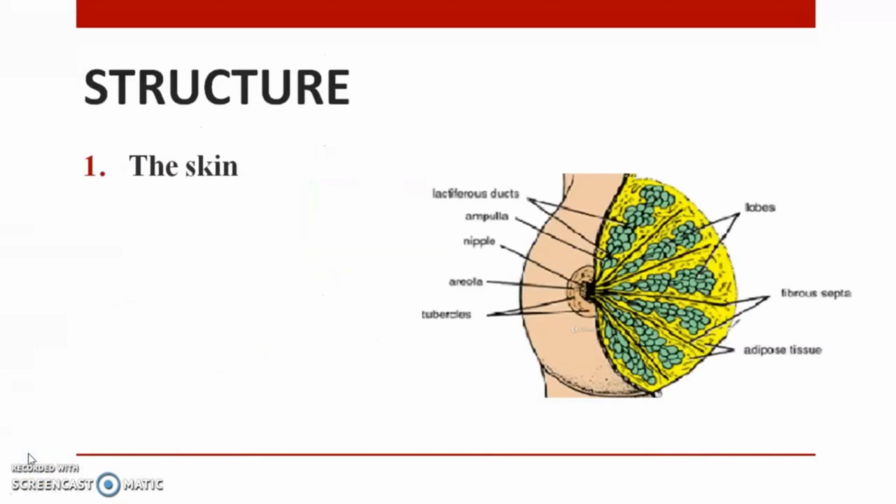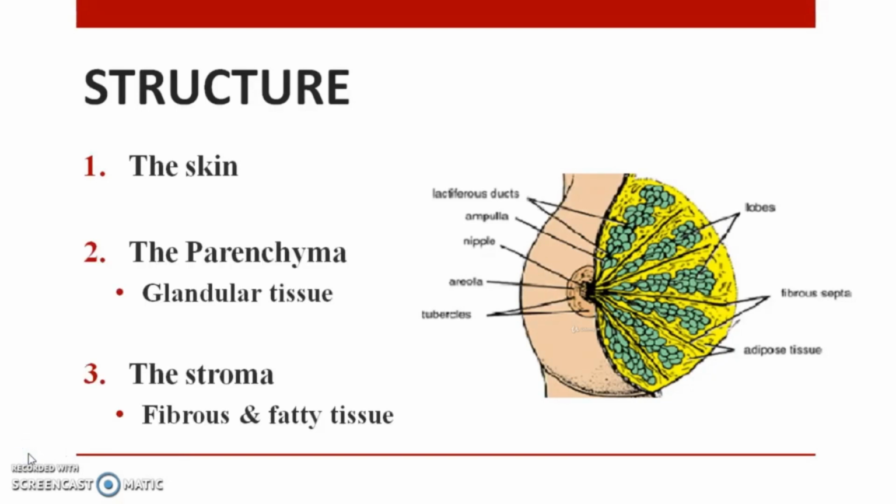Now we are going to see the structures present in the mammary gland. To talk about the structure of the mammary gland, we will divide it into three sections: the skin layer, the second one, parenchyma, and then the stroma. So these are the three important structures we are going to see in the mammary gland: skin, parenchyma, which has glandular tissue, and stroma, which carries fibrous and fatty tissues.